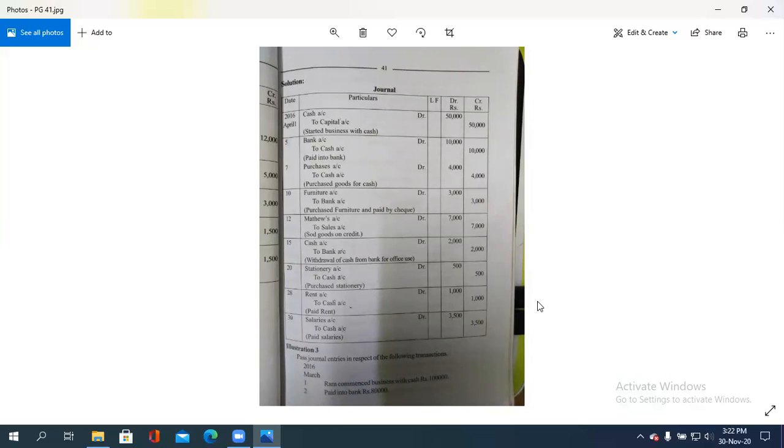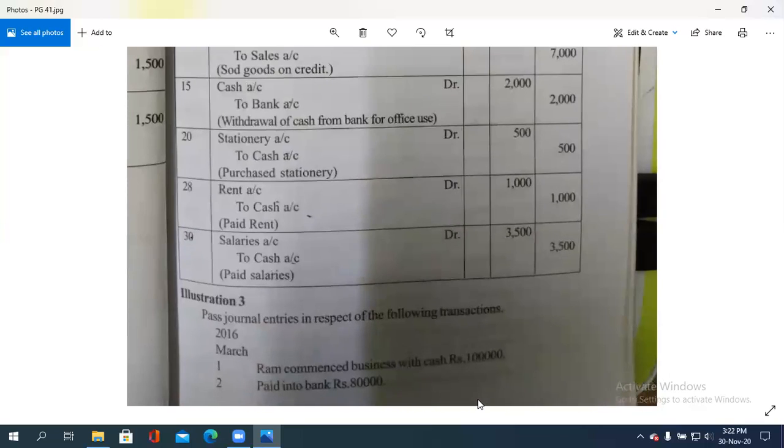Pass journal entries for the following transactions. Ram commenced business with cash 1 lakh. So how is it to be? Cash account debit to Ram's capital account 1 lakh. Paid into bank 80,000. Bank account debit to cash.